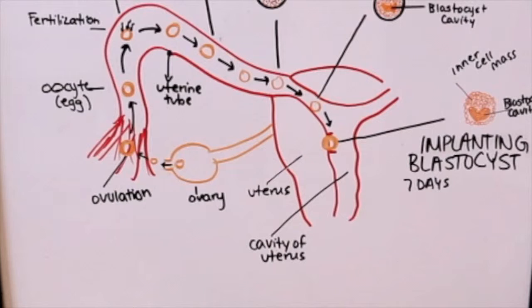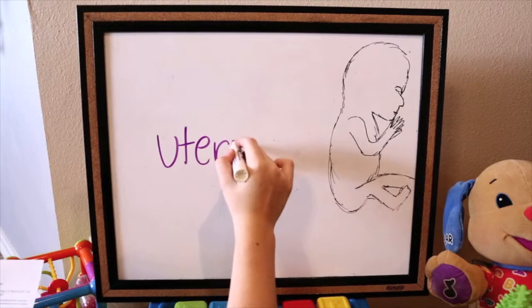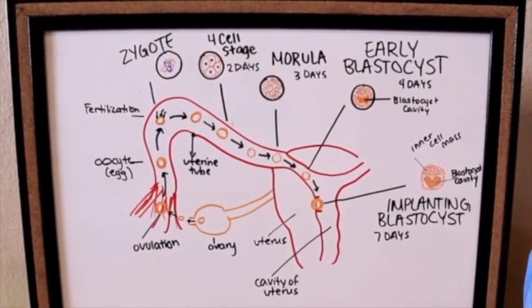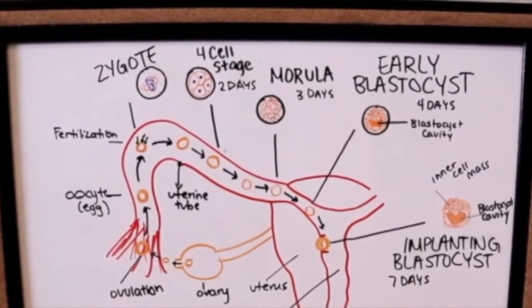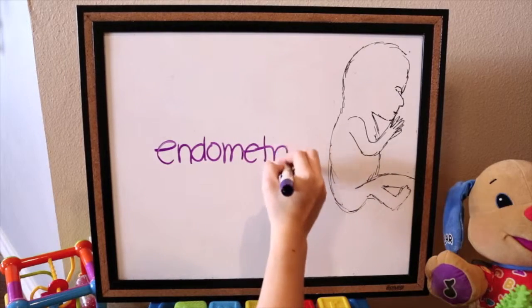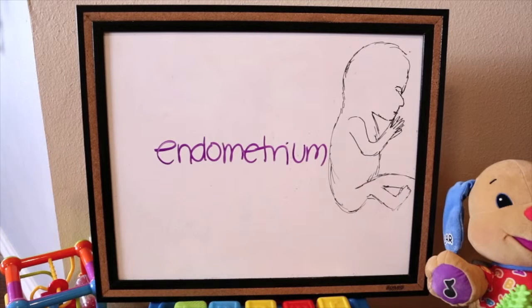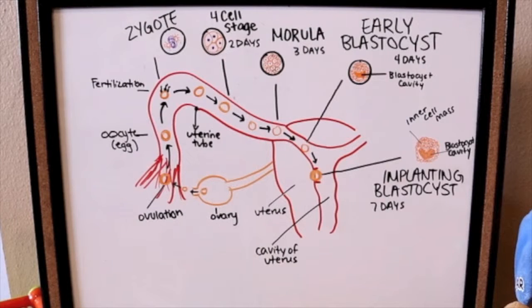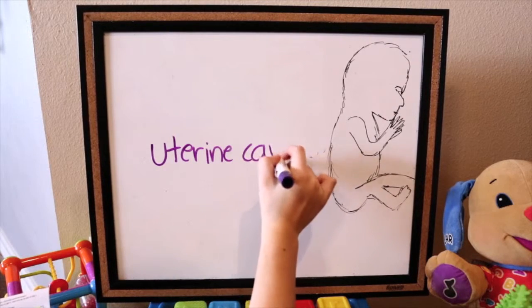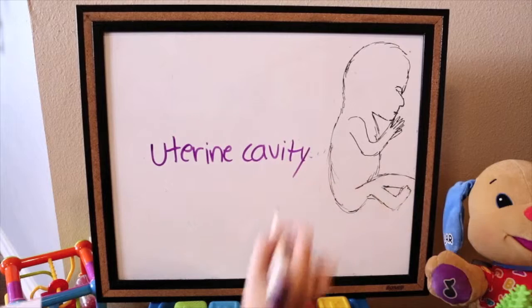Now the developing embryo reaches the uterus, which is a hollow organ that receives, retains, and nourishes the fertilized egg. Here it is a morula, a small cluster of 16 cells. The uterine endometrium is the inner layer of the wall of the uterus, and it is not ready to receive the embryo yet, so the embryo floats freely in the uterine cavity. The uterine cavity is the space inside the uterus.